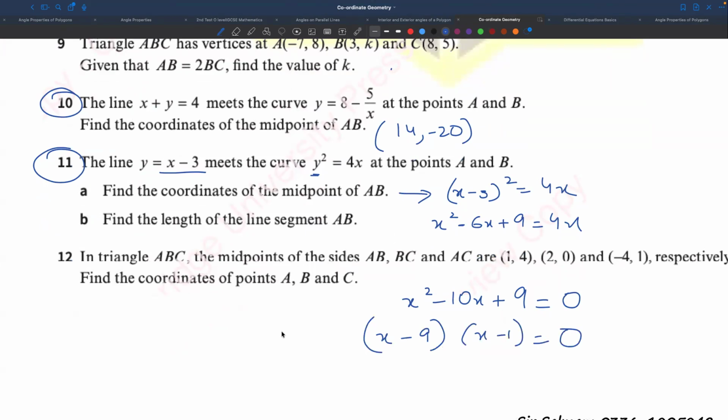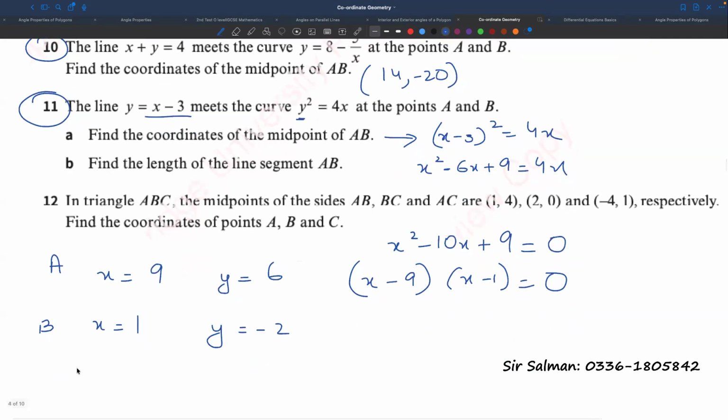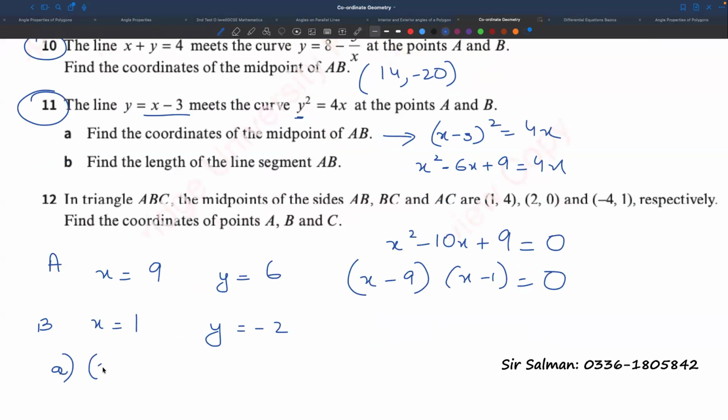So straightforward. So x is equals to 9 is one point, and the other point is x equals to 1. Put 9 over here, y will be 6, and y will be -2. Right? So let's call this point A, let's call this point B. To find the midpoint of AB, x1 plus x2 upon 2. 9 plus 1 upon 2 is 5. And then y1 plus y2 upon 2. 6 plus -2 upon 2 is 2. Midpoint is 5, 2, right?